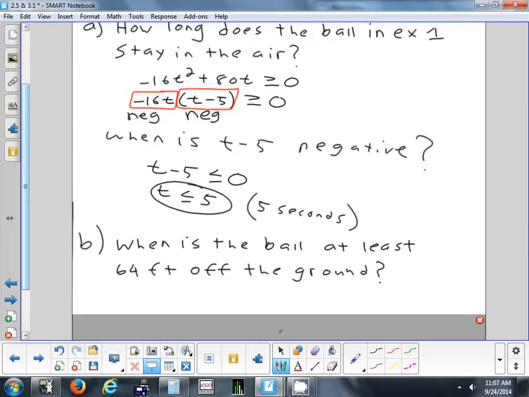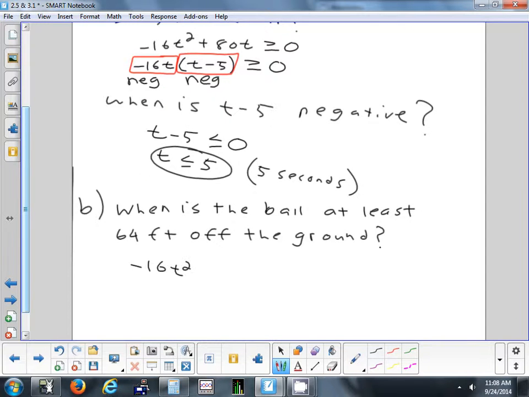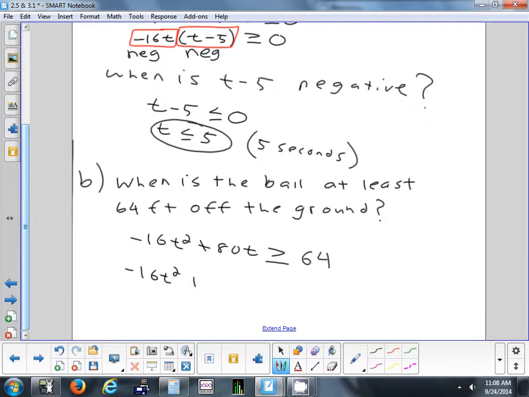Okay, the second part we've already done graphically. We're going to look at it algebraically. When is the ball 64 feet off the ground? So take your same equation. This time I want it to be greater than or equal to 64. This is a quadratic inequality. When you solve a quadratic equation, what number do we generally like to have on one side? 0. So let's do that. Let's swing the 64 to the other side. Plus 80t minus 64.